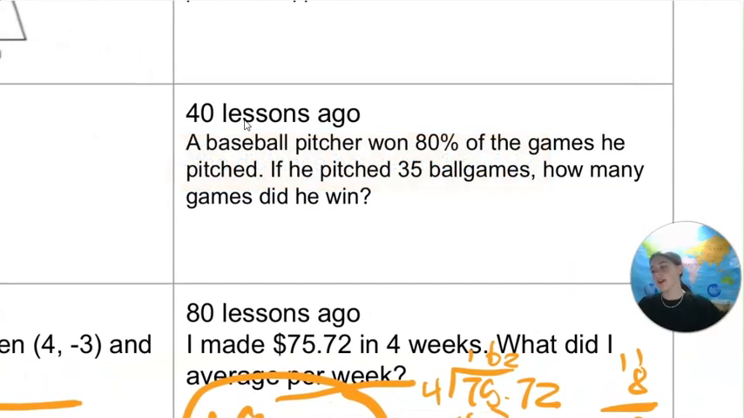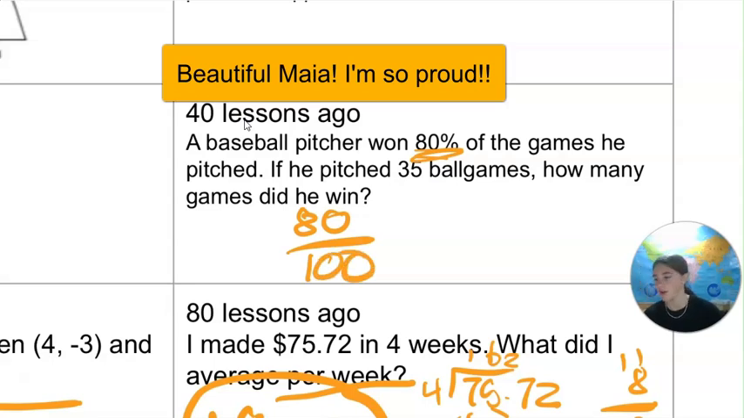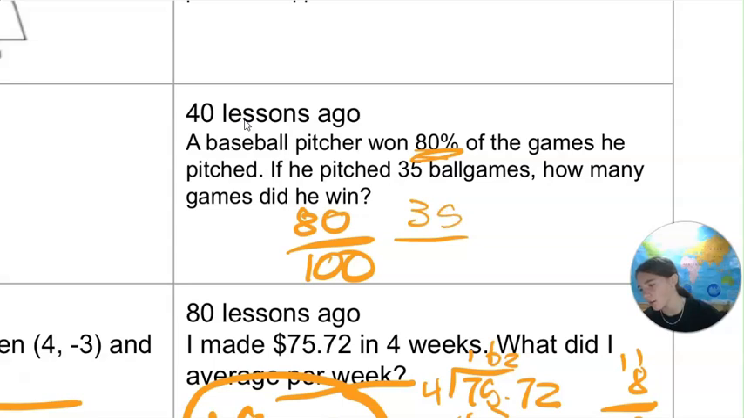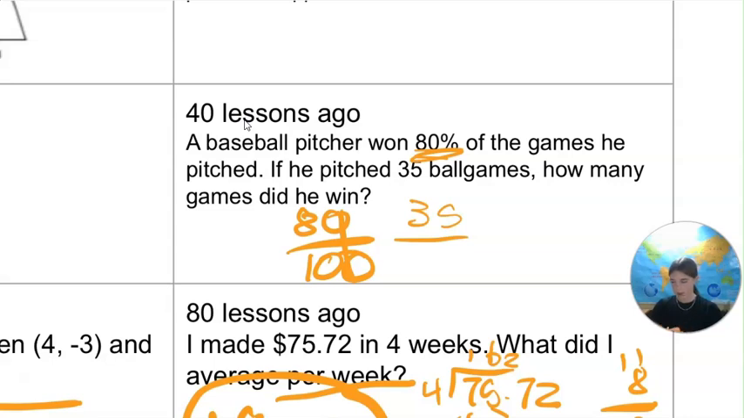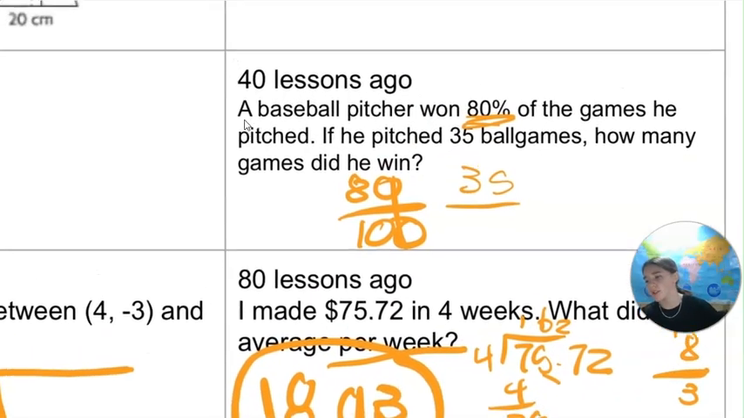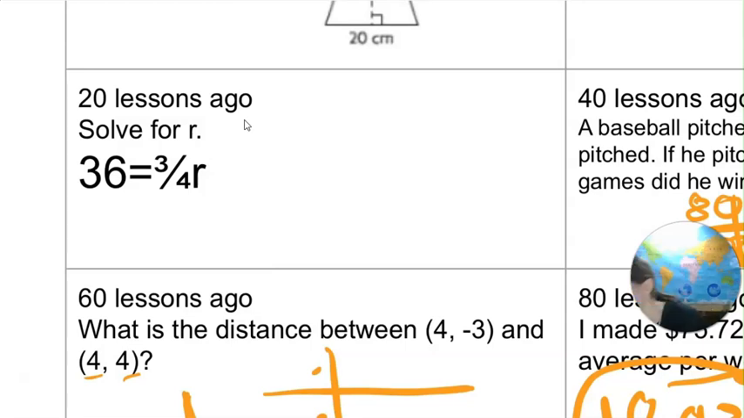40 lessons ago, a baseball pitcher won 80% of his pitches. If he pitched 35 ball games, how many games did he win? So first of all, I see 80%, so I'm going to put that 80 over a 1. And then, I think I'm supposed to put the 35 right there. So, how many times? Let me see if 8 can go into it. I'm using my mom's phone. 35 divided by 8 equals. Can't go in evenly. I'll have my mom do these two. That's the best thing. Having your mom as your teacher.